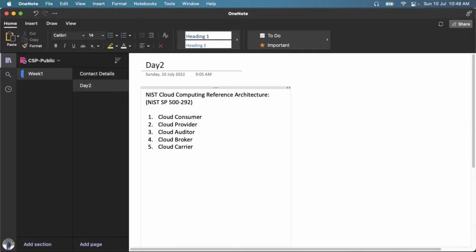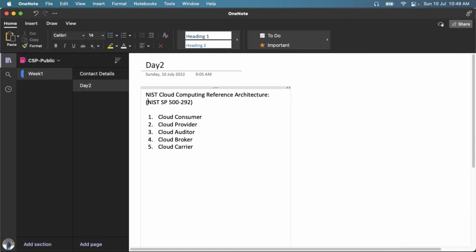So this special publication expresses five roles: cloud consumer, cloud provider, cloud broker, cloud auditor, and cloud carrier. This cloud computing reference architecture helps you accurately communicate the components and offerings of cloud computing.